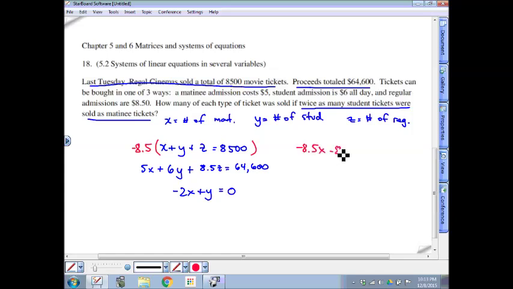So negative 8.5x minus 8.5y minus 8.5z equals 8,500 times negative 8.5, which is negative 72,250.